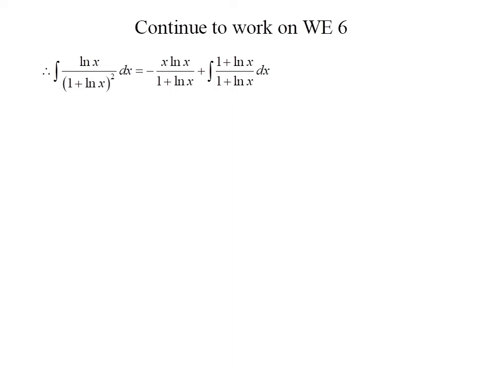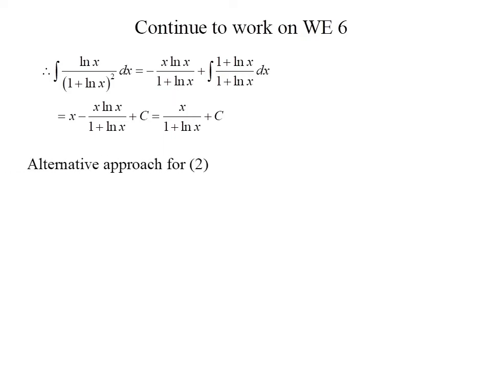Here we continue to work on the second antiderivative of Example 6. In the previous slide, we have du equals (ln x plus 1) dx, and v equals negative 1 over the sum of 1 and ln x. The antiderivative can be written as negative x ln x over the sum of 1 and ln x plus the integral of (1 plus ln x) over the sum of 1 and ln x dx, which can be simplified to x over the sum of 1 and ln x plus C.